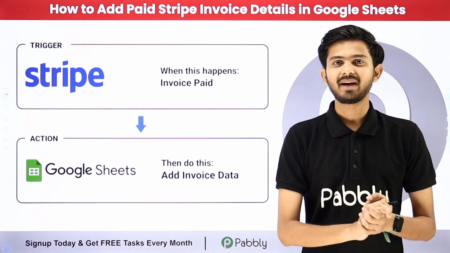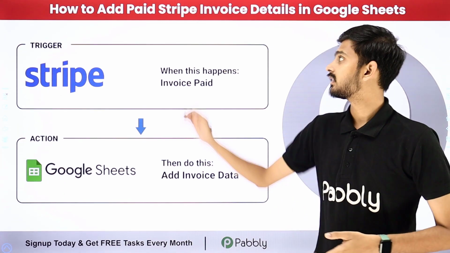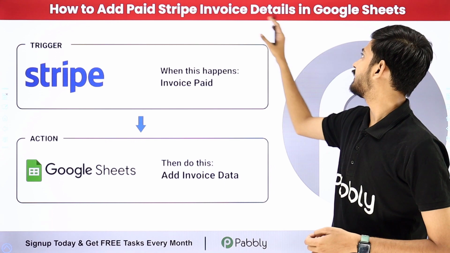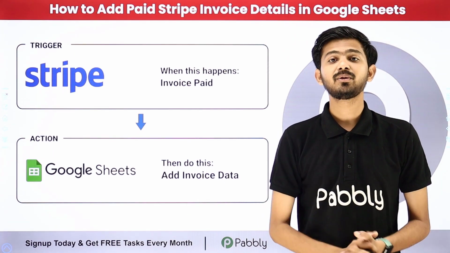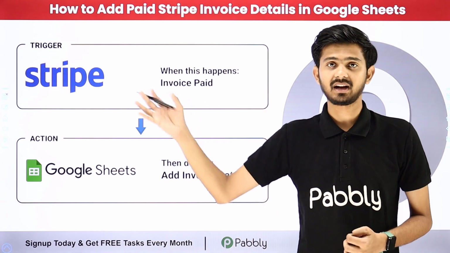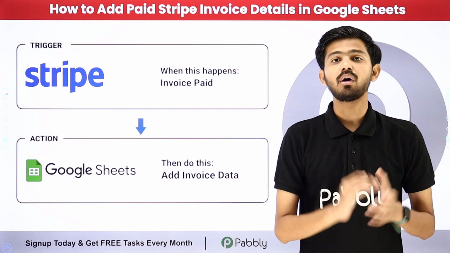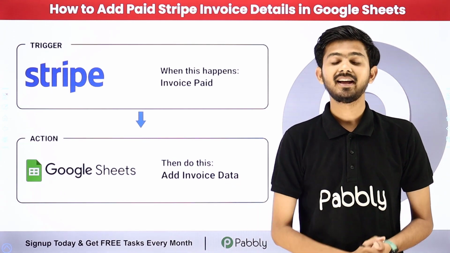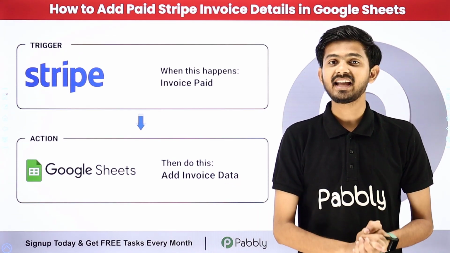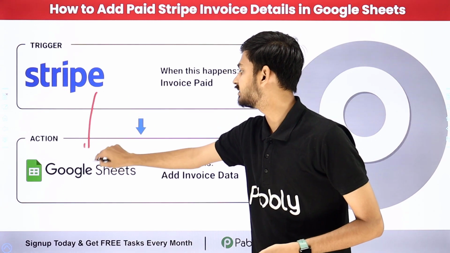Hello everyone, welcome back to Pabbly, and today our topic is how to add paid Stripe invoice details in Google Sheets. So here my objective is that whenever I'm going to get a new invoice paid in my Stripe account, then automatically by using all those details of my invoice, I'm going to add these details in my Google Sheet. So for my objective, I have to build a connection between Stripe and Google Sheets.